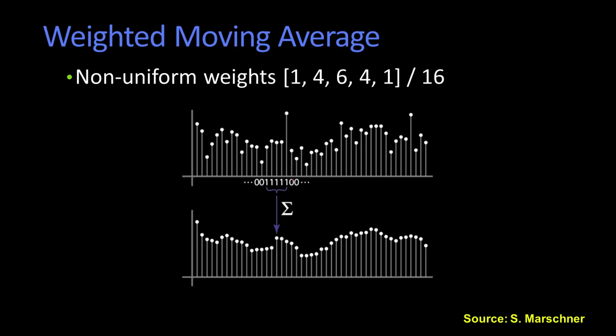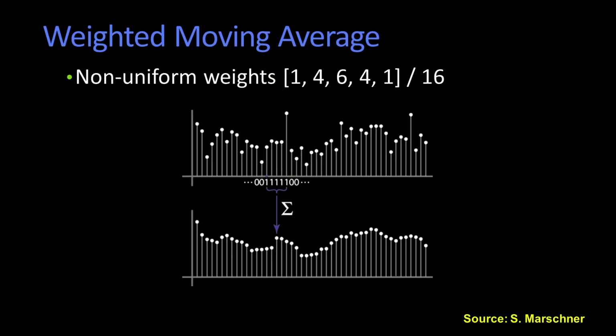Before, if you remember, we had these uniform weights, 1, 1, 1, 1, 1, all the way across divided by 5. What if we wanted to use some non-uniform weights? So here's a set. 1, 4, 6, 4, 1 divided by 16. And what I'm going to do is change those weights from being uniform to being non-uniform.